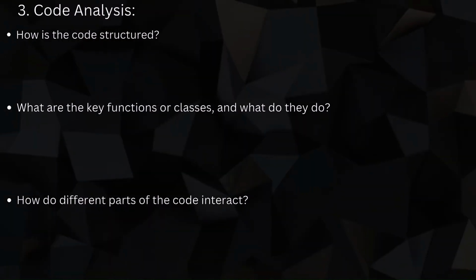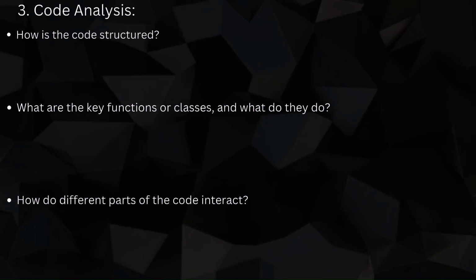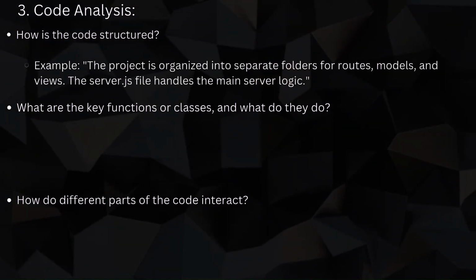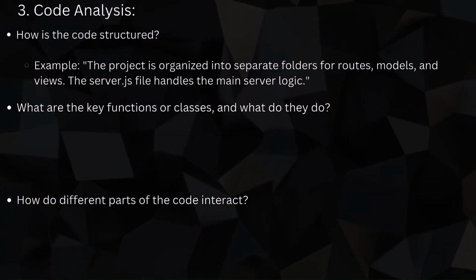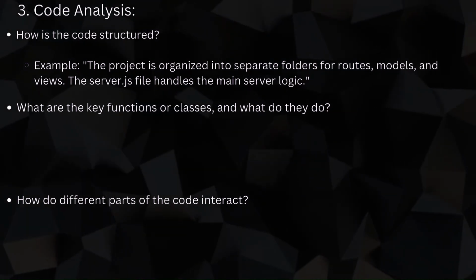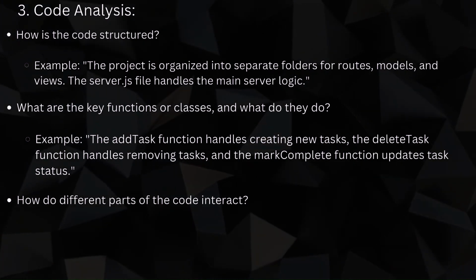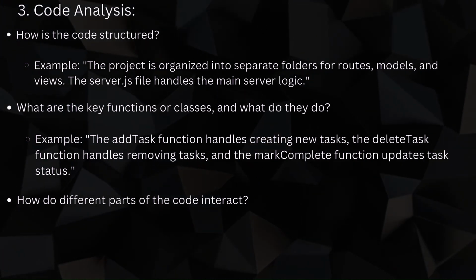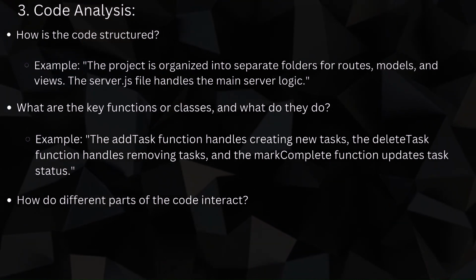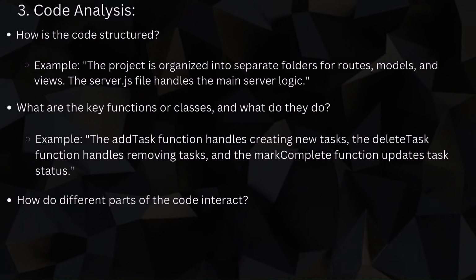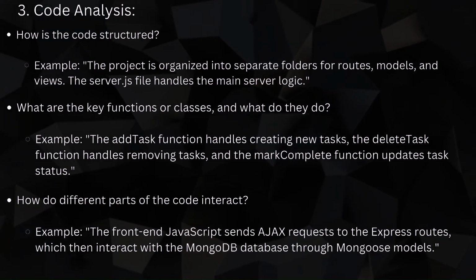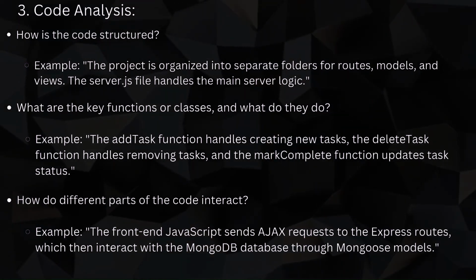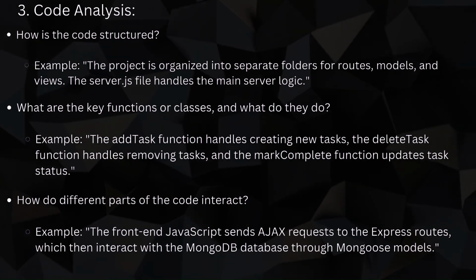Three, code analysis. How is the code structured? Example: the project is organized into separate folders for routes, models, and views. The server.js file handles the main server logic. What are the key functions or classes, and what do they do? Example: the add task function handles creating new tasks, the delete task function handles removing tasks, and the mark complete function updates task status. How do different parts of the code interact? Example: the front-end JavaScript sends AJAX requests to the Express routes, which then interact with the MongoDB database through Mongoose models.